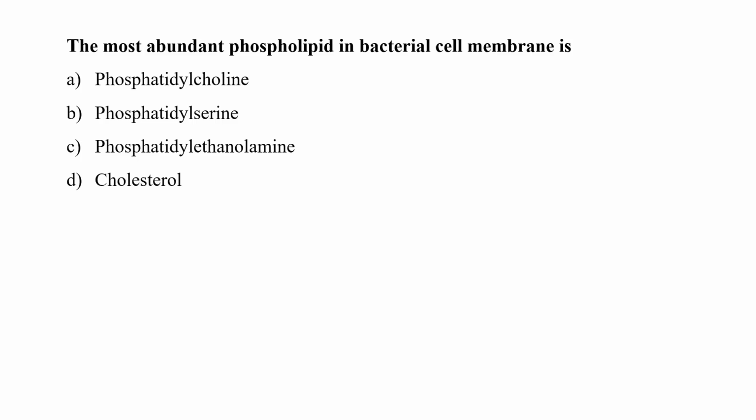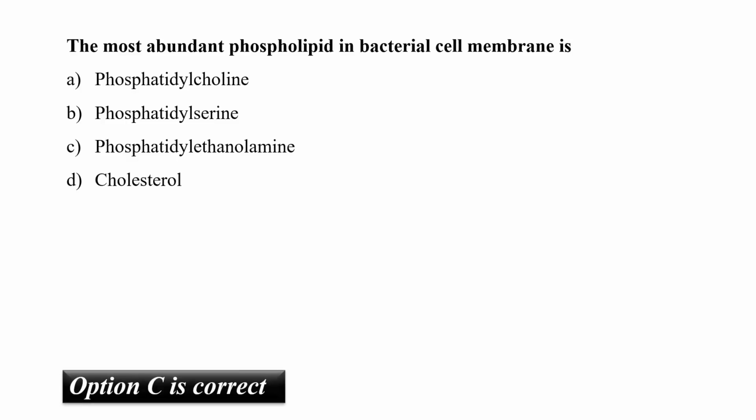The most abundant phospholipid in bacterial cell membrane is phosphatidylcholine, phosphatidylserine, phosphatidylethanolamine, or cholesterol. Bacterial plasma membranes are often composed of phosphatidylethanolamine, that is also known as neutral phospholipid, and contains no cholesterol. In general, gram-positive bacteria have higher content of phosphatidylethanolamine than gram-negative bacteria. So here the option C is the correct answer.